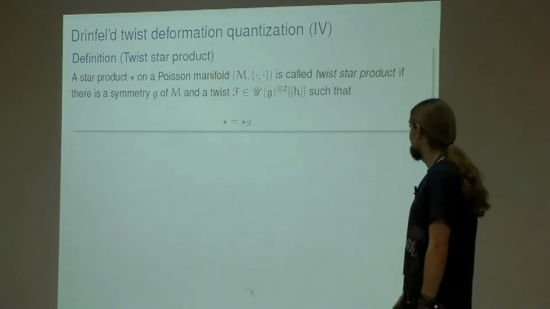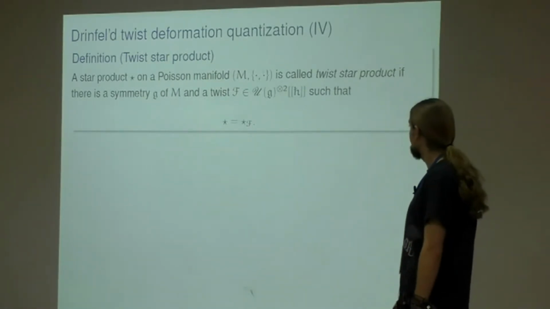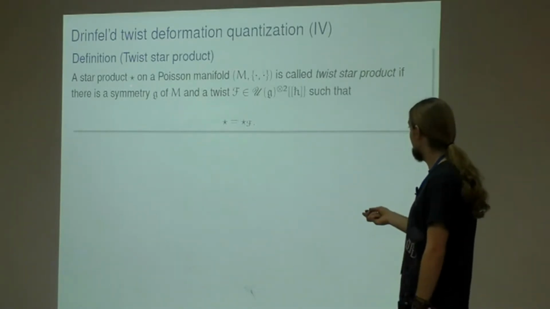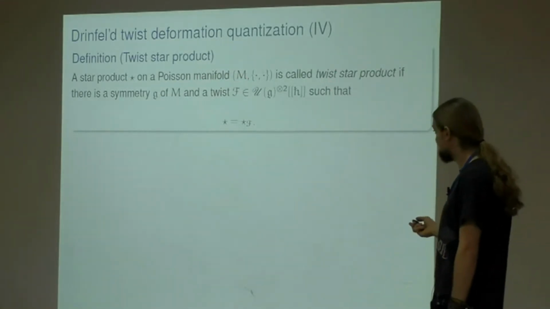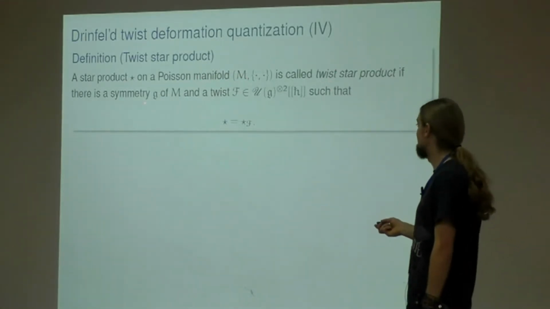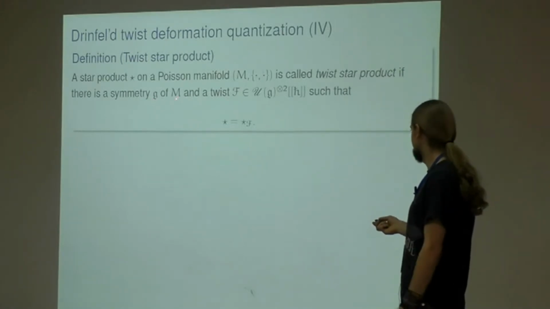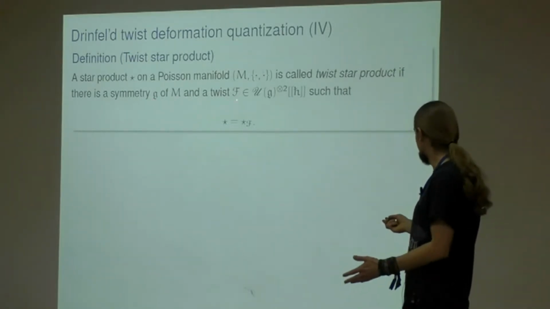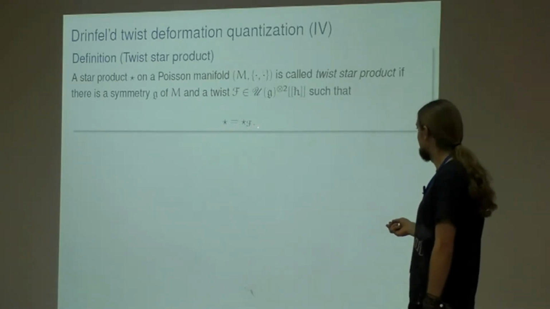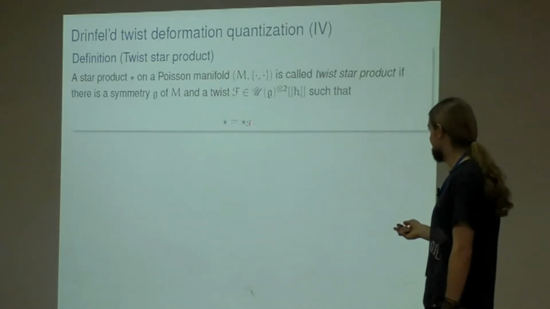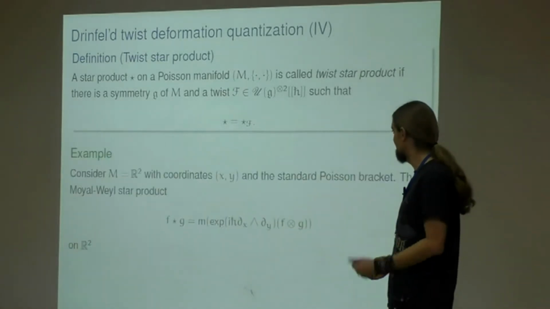So the definition here that I want to state is what is a twist star product. So I fix now a star product star on a Poisson manifold, and I call it twist star product if I can find a symmetry G on the manifold and a twist, such that I can write this star product as the twisted pointwise product using this twist.